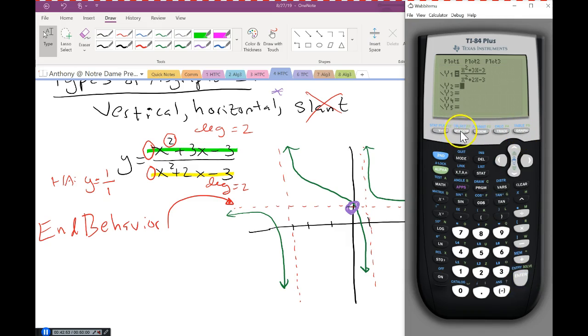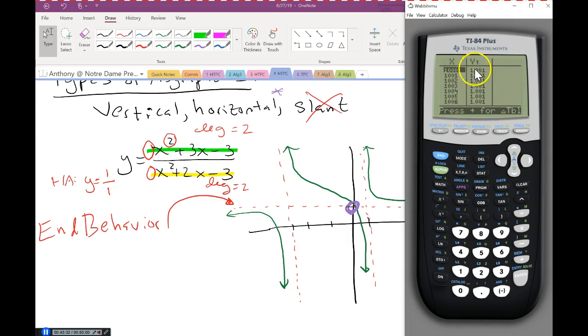So if I look at this on my standard window, if I look at the ends, there definitely appears to be some asymptotic behavior, right? It looks like we're almost horizontal at the ends of our graph. Everybody agree with that? To check that, I'm going to do second and then the window button and look at my table. So I'm going to look first at the very far right end of the graph. So I'm going to start my table starting at 1,000.